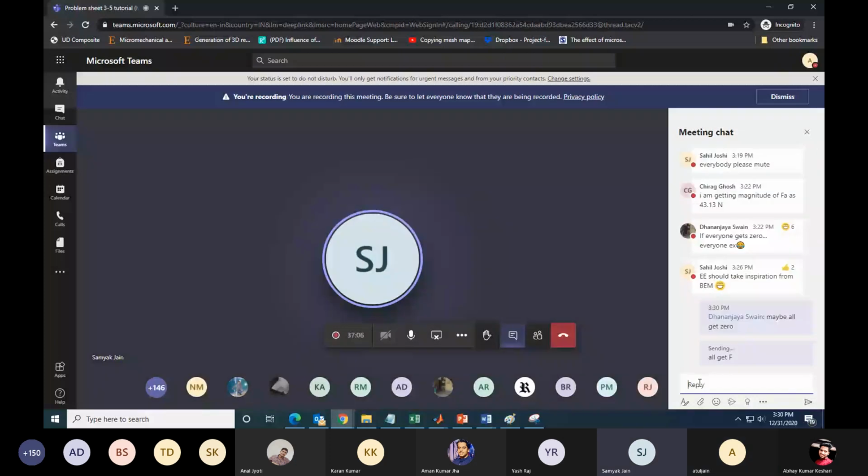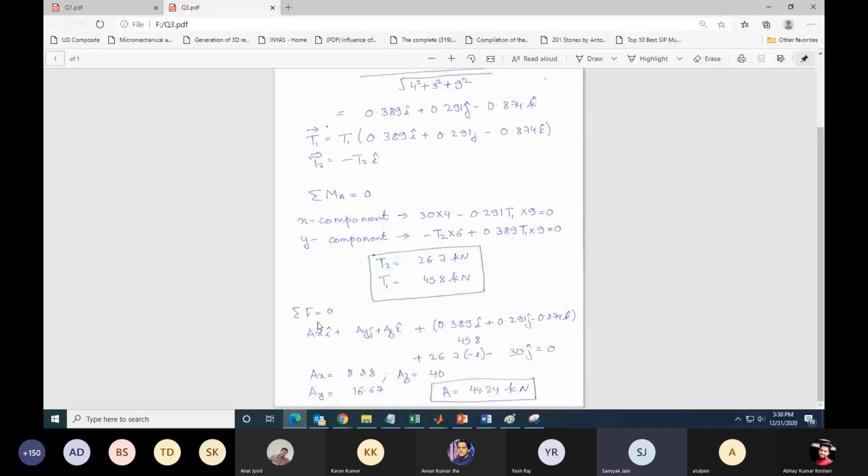Yes. Is the solution visible? Yes, sir. Sir, I'm getting slightly different values. Instead of 45.8, I'm getting 45.76. Maybe you are right. I am getting 45.759 too. Yes, that could be. I have just rounded it off to one place of decimal.